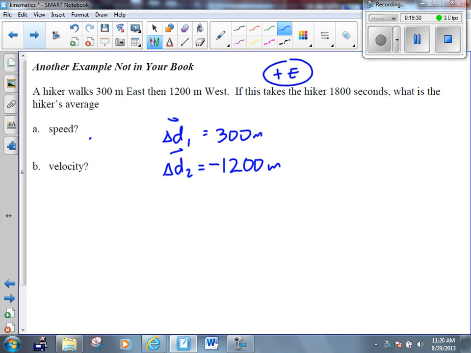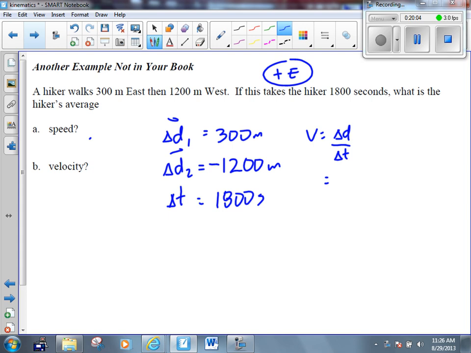Now, this took the hiker 1,800 seconds. That's going to be a time, right? Is that t or is that delta t? Is that what time it is on your watch, or is that how much time has gone by? It's a time interval, right? It's how much time has gone by. It's delta t. We want to find the average speed. We're going to find that by saying the distance over the time.